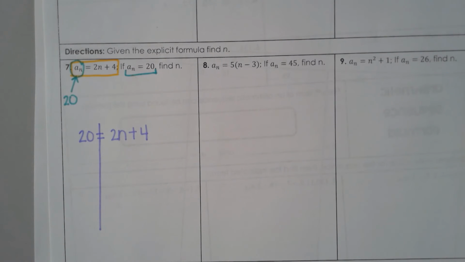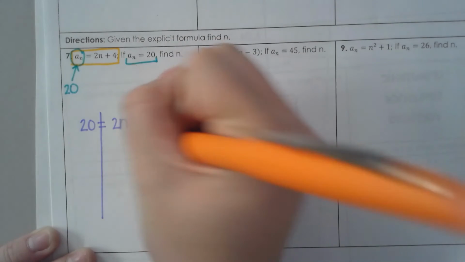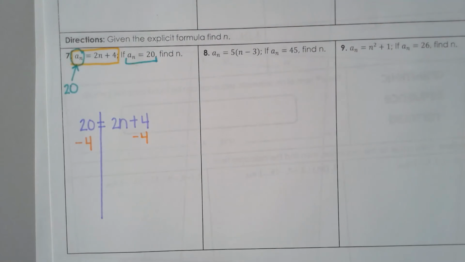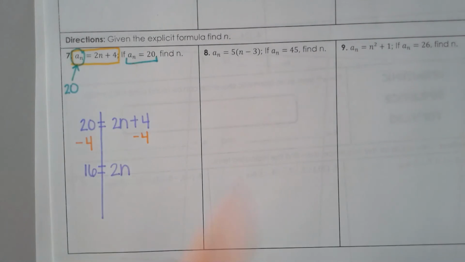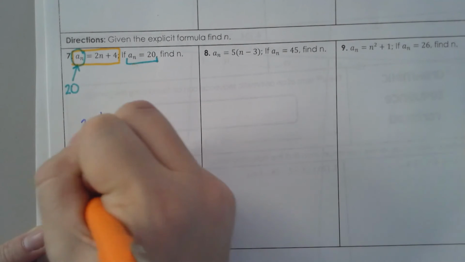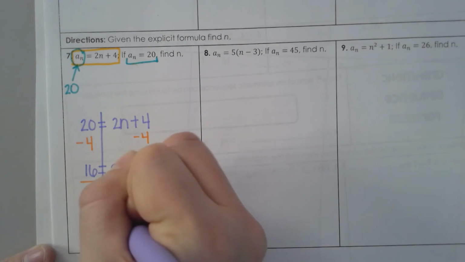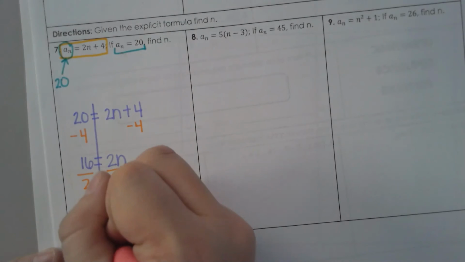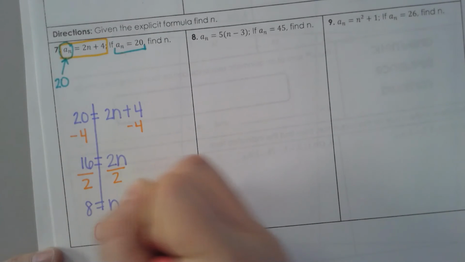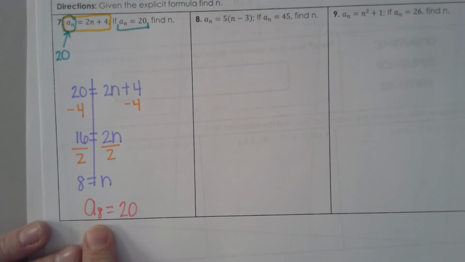So what's my first step in solving this? Subtract 4. And get 16 out of that. Okay. Then we divide 16 by 2, which gives us 8. Yep. So n is 8, which tells me that A8 equals 20. The 8th term in the list is a 20.